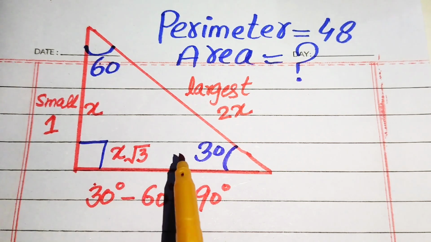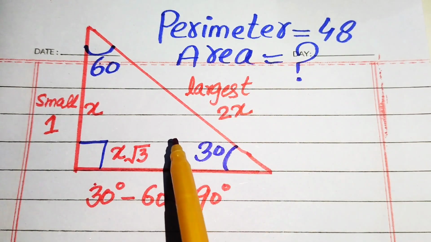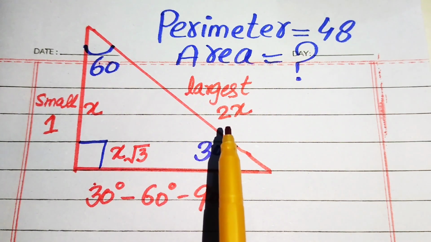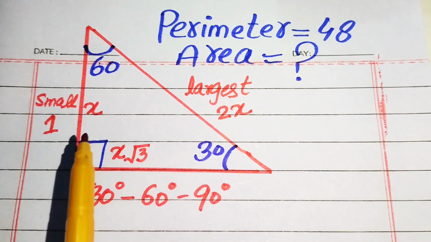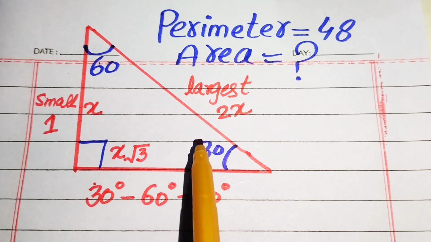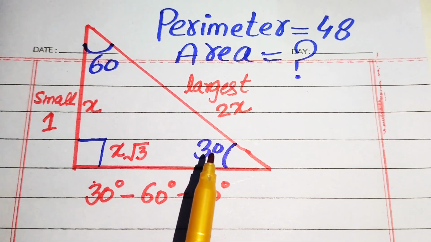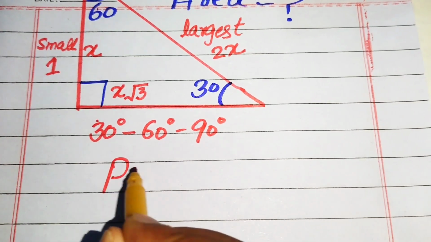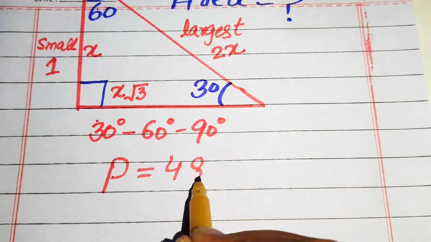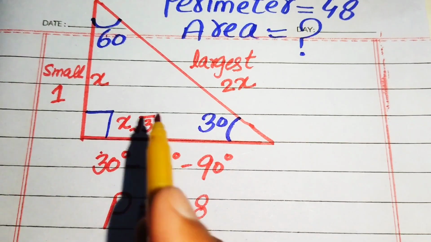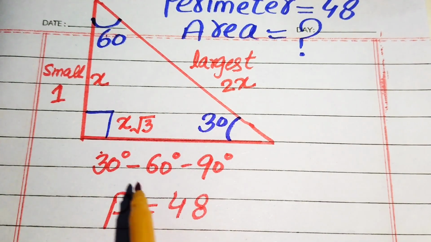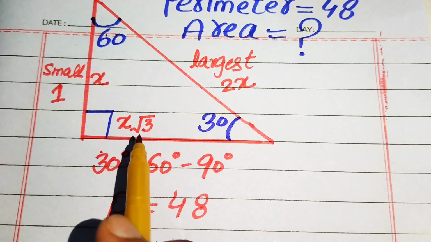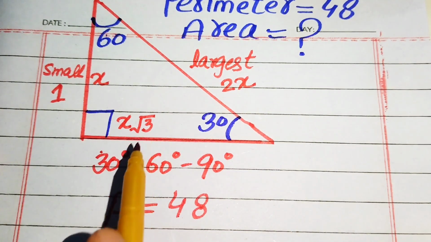Here we are also given that the perimeter of this triangle is 48. So we know the definition of perimeter: the perimeter is the sum of the lengths of all three sides of the given triangle. We are given that the perimeter is equal to 48. So here you have one side length x, the second side length 2x, and the third side length x times square root of 3.